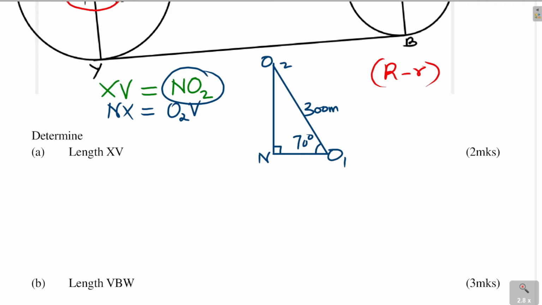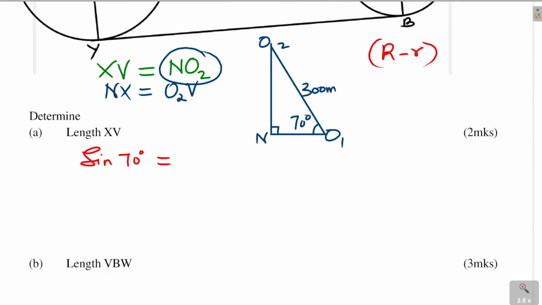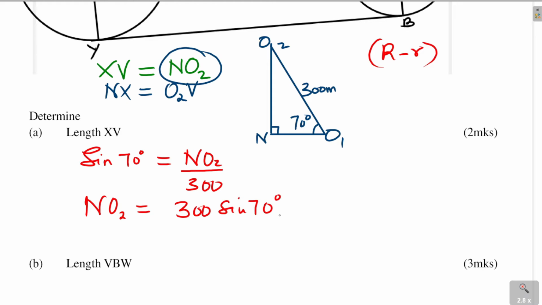The best one to use to solve this is sine. Sine of 70 degrees is given by the opposite side, which is NO2, and that is the required side, over the hypotenuse, which is 300. So NO2 will be given by 300 sine 70 degrees. And when you work this out using a calculator, you will get 281.9 meters. As simple as that.